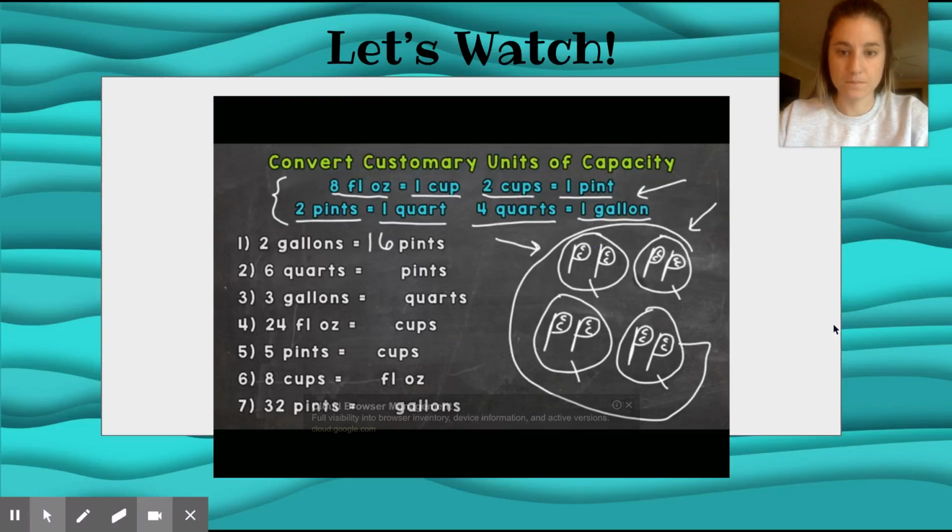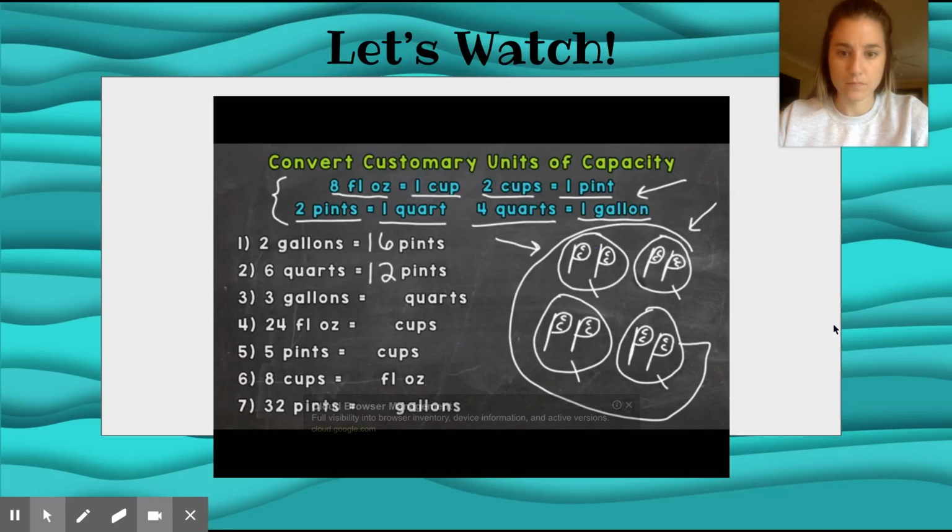Number 2, 6 quarts equals how many pints? So in each quart, there are 2 pints. So we want 6 of those. So 6 times 2 gives us 12 pints.